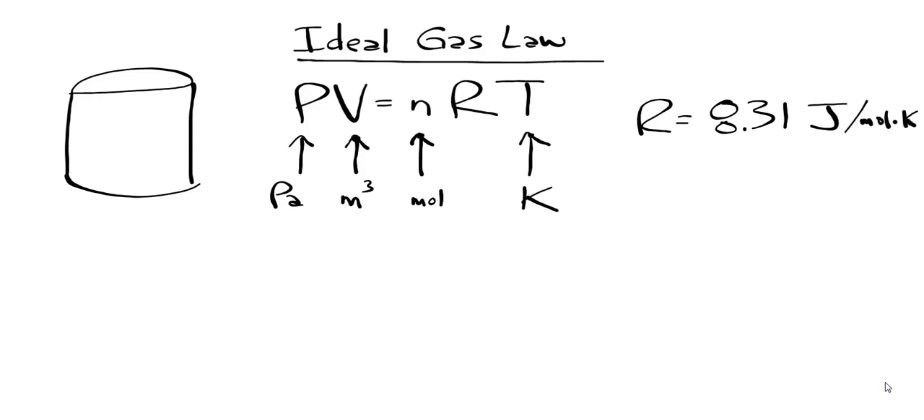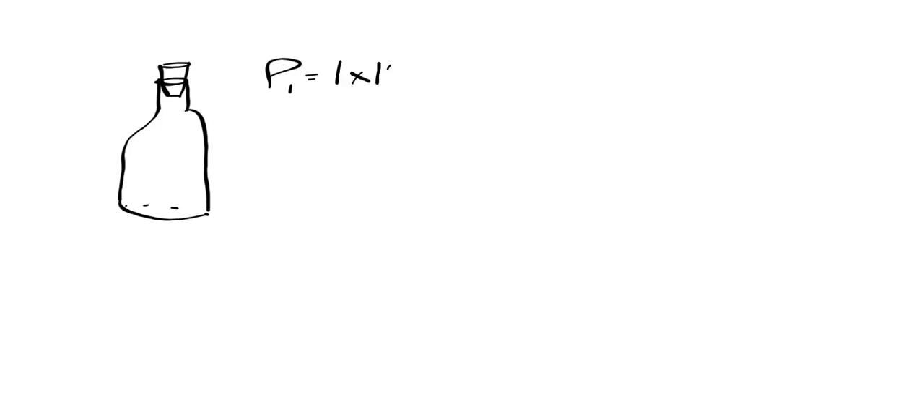What I am going to do is do an example showing how you can use this equation to compare two different states. So the example that I'm going to do is the idea of a bottle, draw a decent looking bottle here, with a cork in it. Now initially, the pressure inside the bottle is 1 atmosphere, which is 1 times 10 to the 5 Pascal. The temperature initially is 30 degrees Celsius, which is the same as 303 degrees Kelvin.